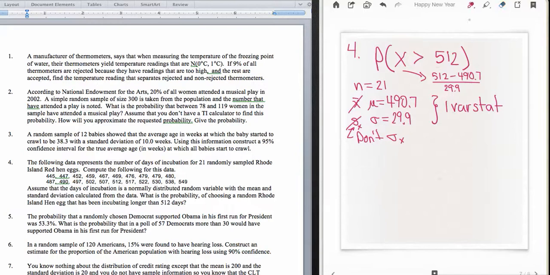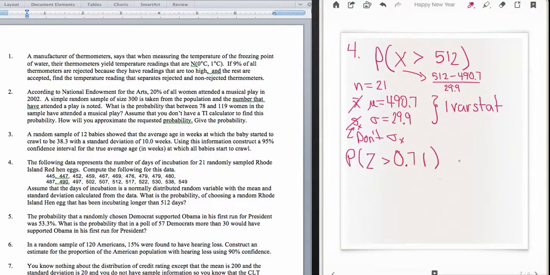So now once I've done that, now my probability is going to be the probability of a z being greater than, and I have to calculate that value, 512 minus 490.7, and then divide that by 29.9, and I get 0.7123. And remember, it's a z-score. I need it to 2 decimals, so 0.71 is fine.